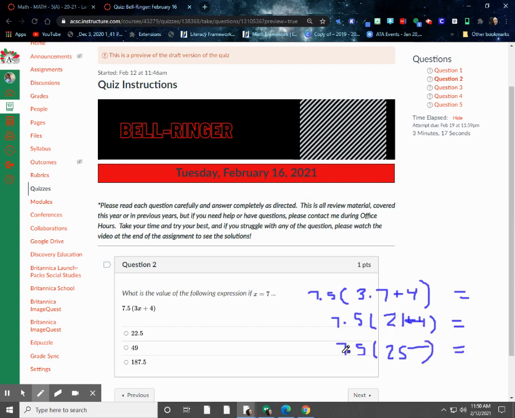So I've got 7.5 times 21 plus 4, which is 25. And then I would take 7.5 times 25. And that would give me 187.5. So there we go. That's how you would work this through.